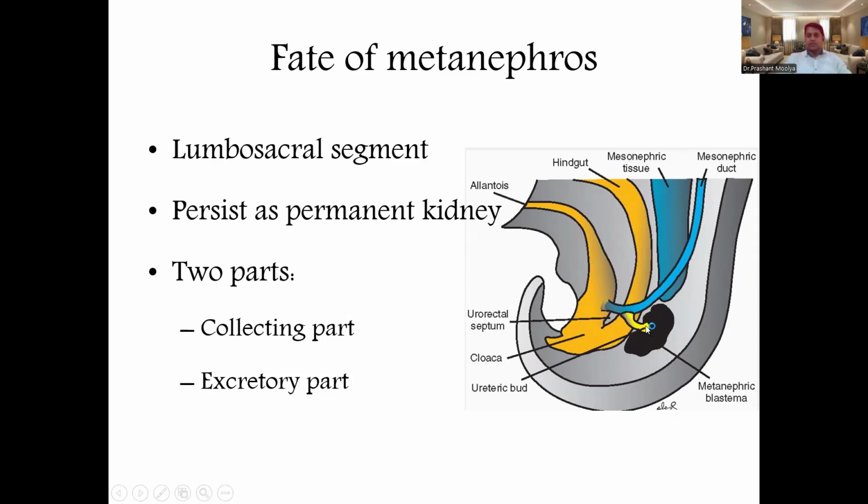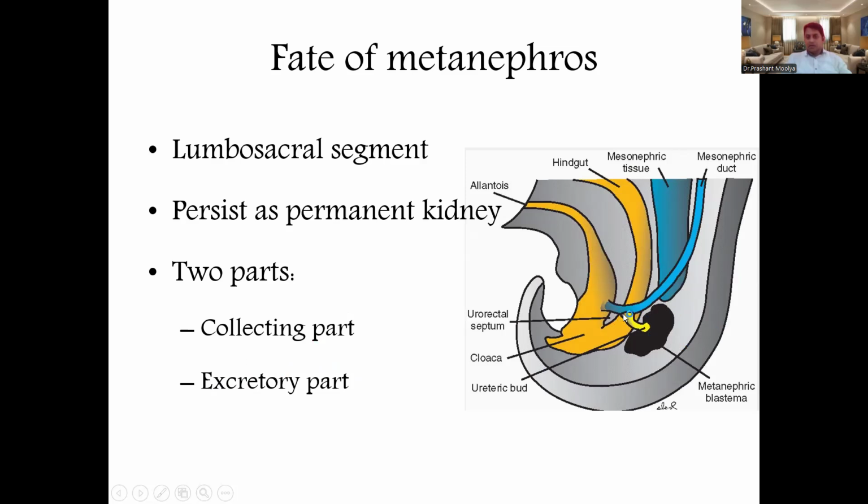The collecting part is concerned with the collection of the urinary material, which could then be excreted into the cloaca. And obviously, the cloaca is the one which contributes to the formation of the urinary bladder, where the urine will be excreted out. So the collecting part and the excretory part, these two units will contribute to forming the metanephros.